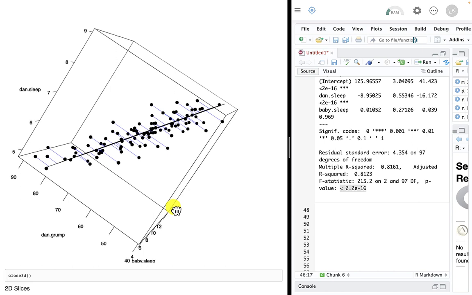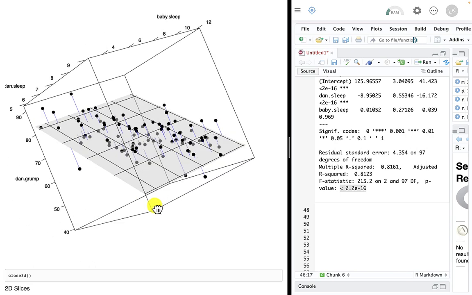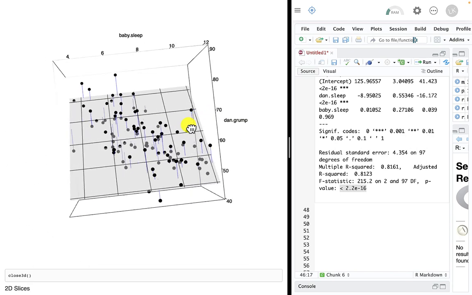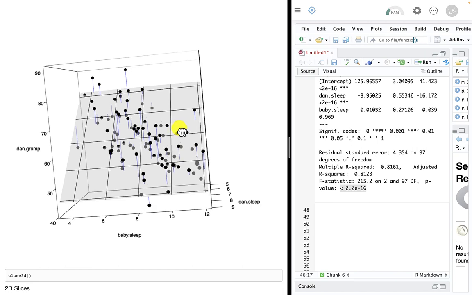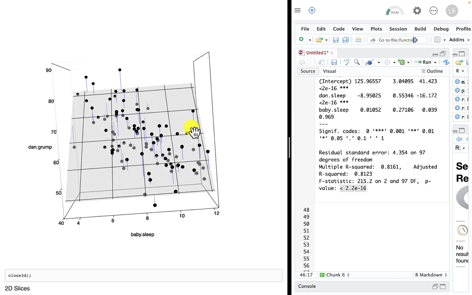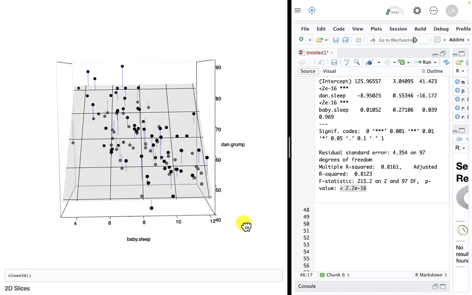So if I put Dan sleep here and Dan's grump over here, I can look at this right on its edge. That essentially gives me our linear regression, the line of Dan.sleep through Dan.grump. I can't do the same as easily with baby sleep and Dan.grump, because the plane just doesn't go in the baby sleep direction. It's because baby sleep is having very little influence over this plane, because its coefficient is almost zero.